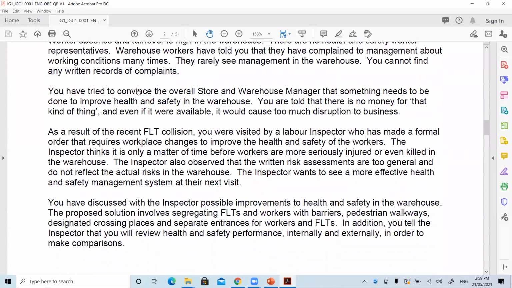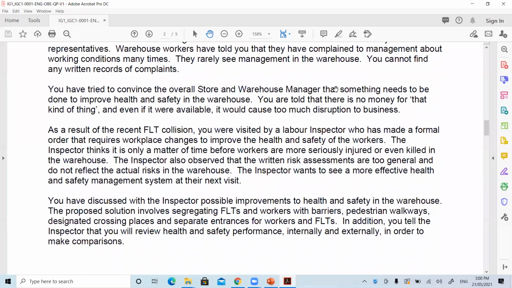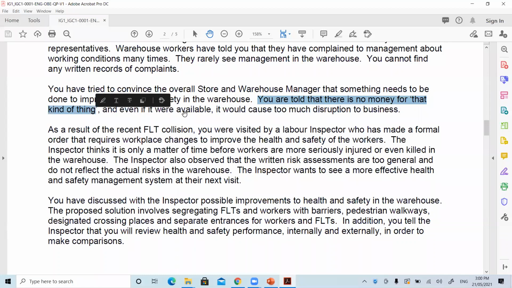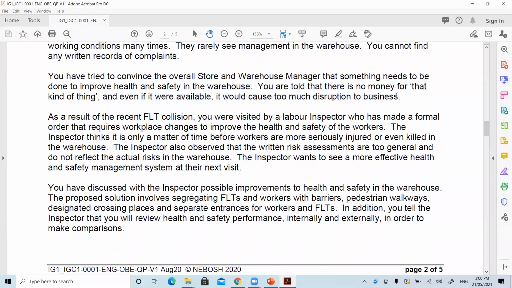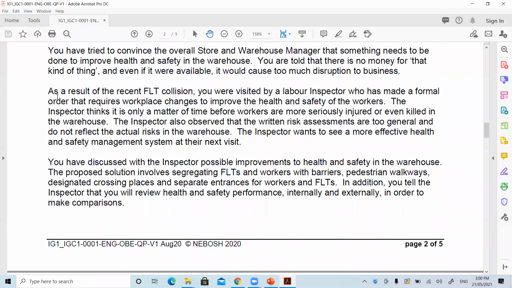You have tried to convince the overall store warehouse manager that something needs to be done to improve health and safety in the warehouse. You are told that there is no money for that kind of thing, and even if it were available, it would cause too much disruption to the business. So there is another lack of commitment from the management. They are giving more priority to business than health and safety.